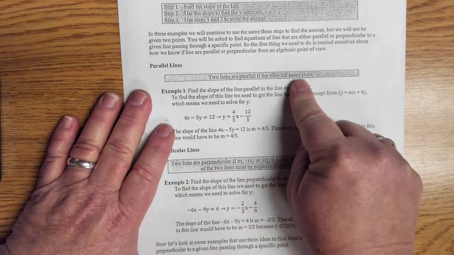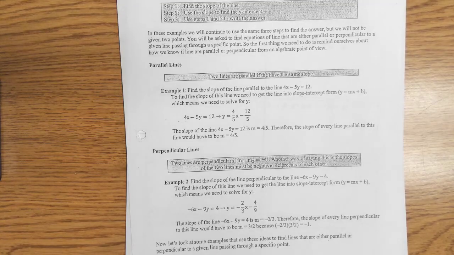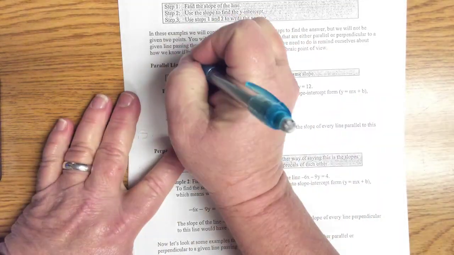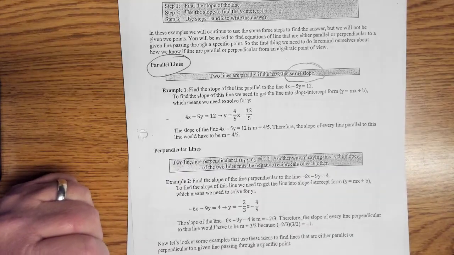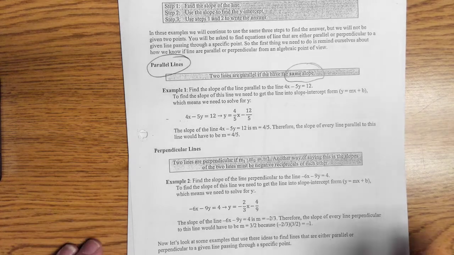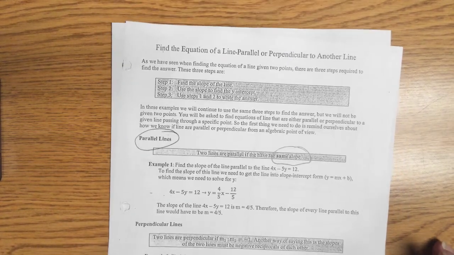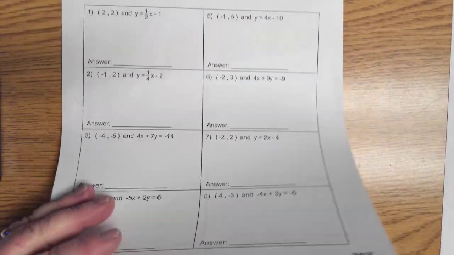For parallel lines, the two lines are parallel if they have the same slope. Notice that. Parallel lines, same slope. Okay? All right? We're only going to worry about parallel today. We're not going to do perpendicular until Monday. I used to teach this together, but last year I found out that some just couldn't handle it.